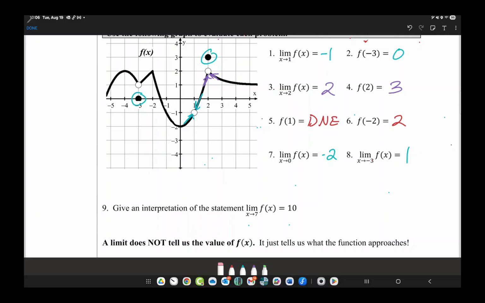Number 8 and number 3 are roughly the same kind of question, even though the value doesn't equal. There's a closed or an open dot here. That means the function doesn't exist at that point. The function doesn't have the same value. So anyway, it's more about what the limit is approaching versus what the value actually equals.